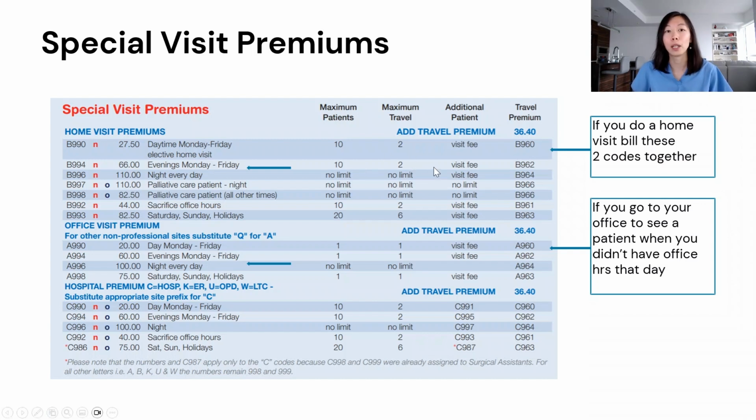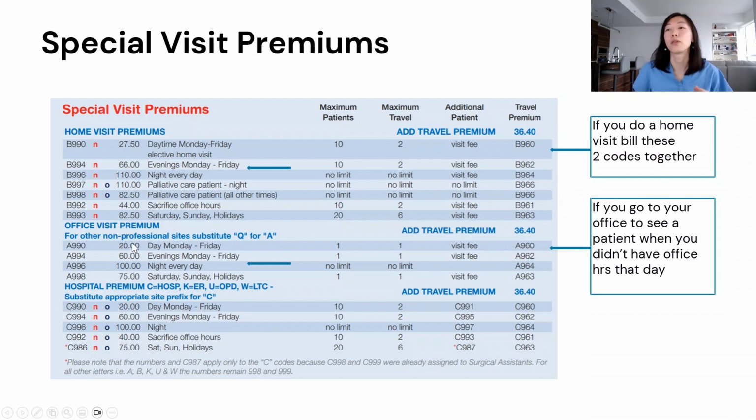And you can also bill a travel code to travel to the patient's house. You can't bill the travel code to come back to your house. That gives you about a $36 travel premium. So remember to bill these two codes together. And the same applies for office visit premiums and hospital premiums.